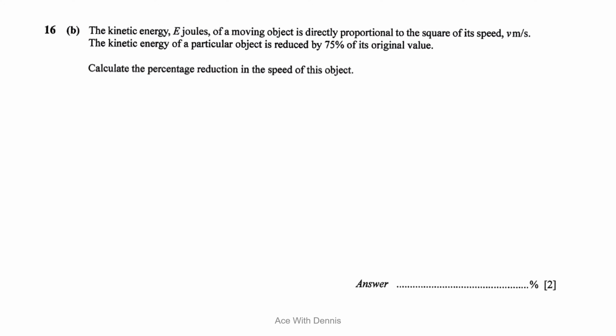2 marks. Alright, so from the question, the kinetic energy E is directly proportional to the square of its speed v. So E is directly proportional to v². So we can form the equation E = kv². So k will be E over v². Right, the next sentence, the kinetic energy is reduced by 75%. Hence, E will become 0.25E. So substitute the value, it becomes 0.25E = k, and the speed now is v2².